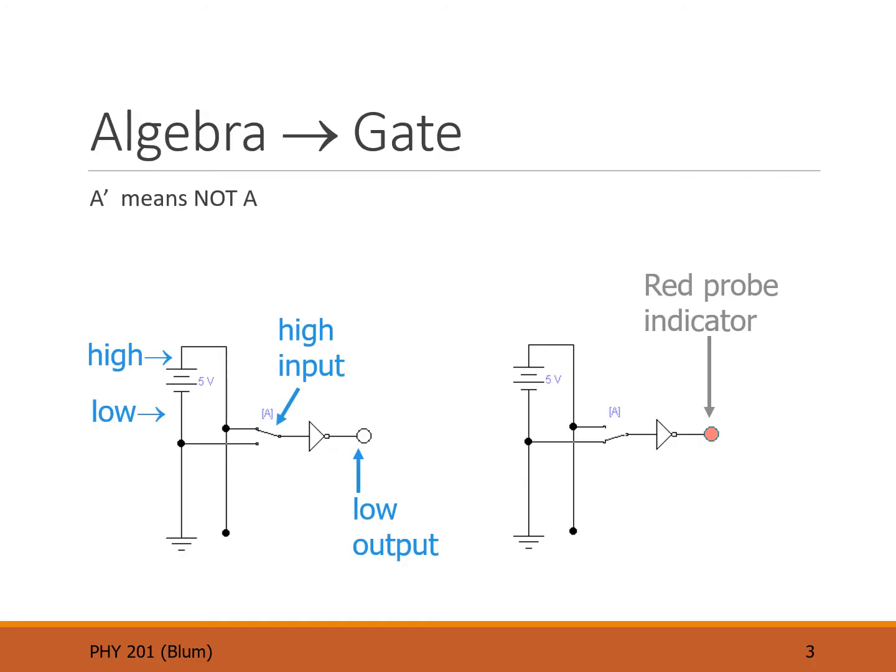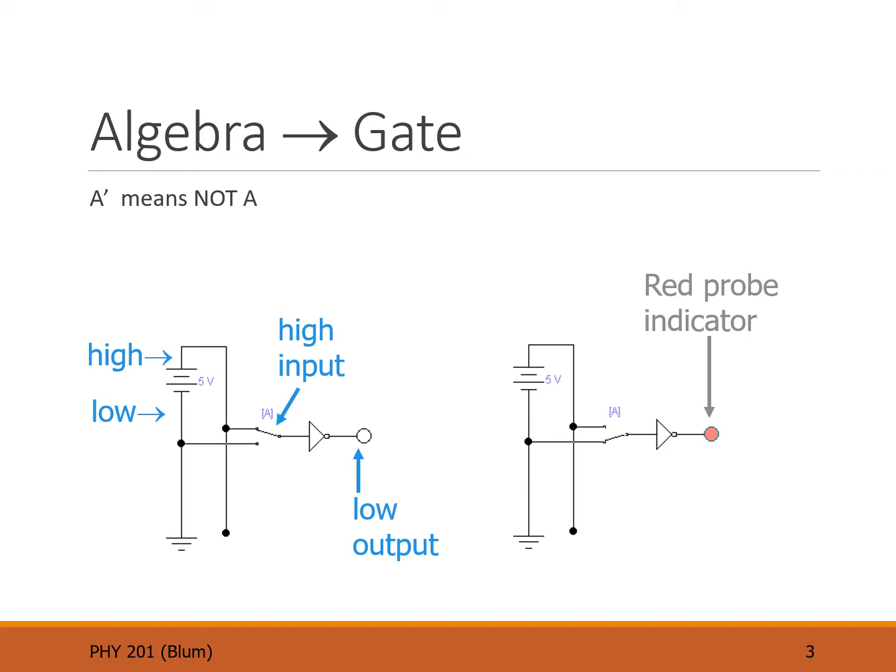So let us review our basic Boolean operators, starting with the not. In the algebra we have A prime, which will mean not A. And then the corresponding gate will be the not gate, also known as an inverter. It will take a high input and produce a low output, and alternatively a low input will turn into a high output.